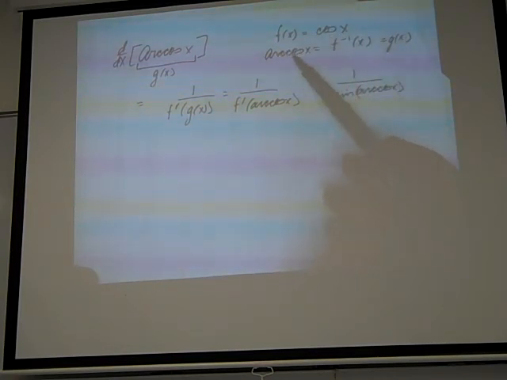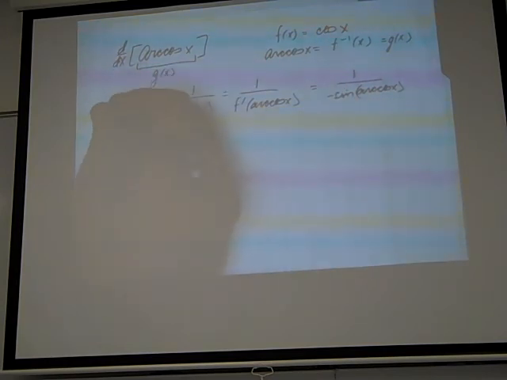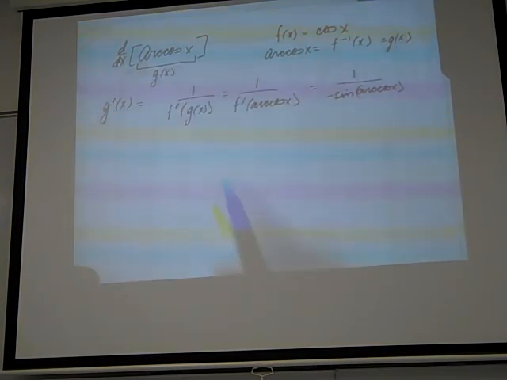Because of this relationship, it must be true then that g prime is equal to 1 over f prime of g of x. So that means that it's 1 over f prime of arc cosine. If f is cosine, f prime is negative sine. And so we've got this. And that's great, but that's not going to be our final answer.